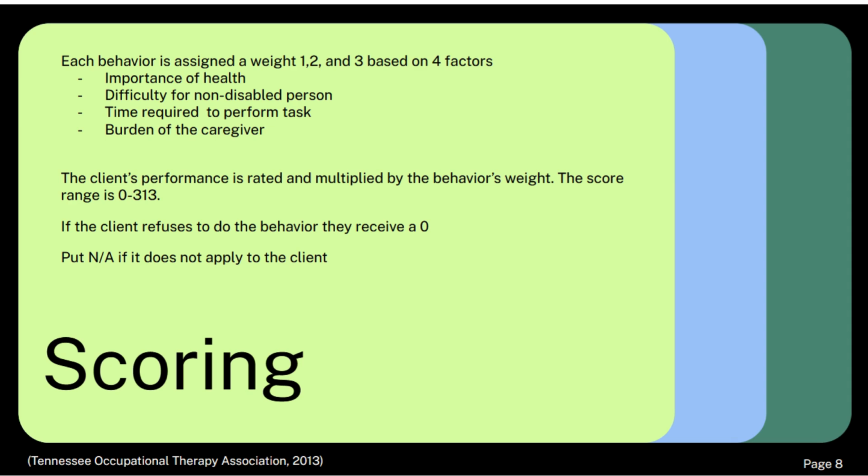The client's performance is rated and multiplied by the behavior's weight. The score range is 0 to 113, and 113 is the max points you could get on this assessment. If the client refuses to do a behavior, they will receive a 0. If a behavior doesn't apply to the client, just put NA. There are some sex-linked behaviors, like putting on a bra, shaving the face, and managing a menstrual cycle.